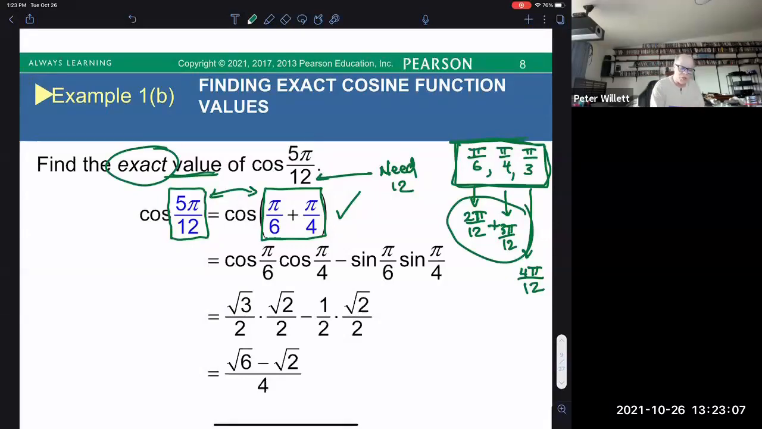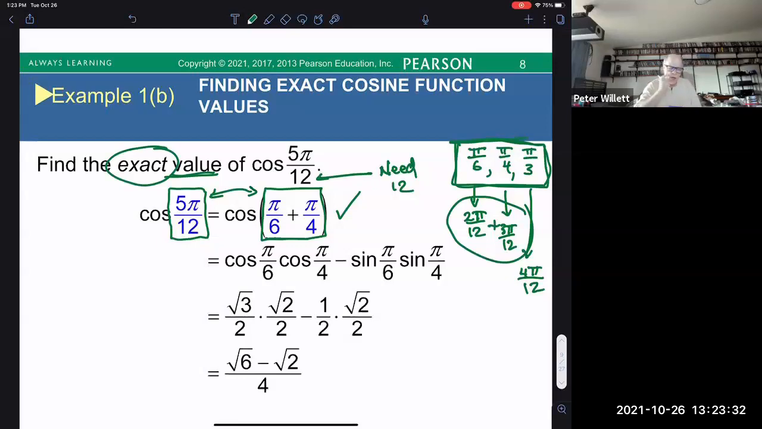So that's how you could set this up to then use one of the identities. And in this case, we'd use the sum identity because I could add two of the angles that I know exact values for to get the angle that I'm trying to find the exact value for. And as we see here, once they recognized that 5 pi over 12 can be written as pi over 6 plus pi over 4, well, then we can use the sum identity for cosine.